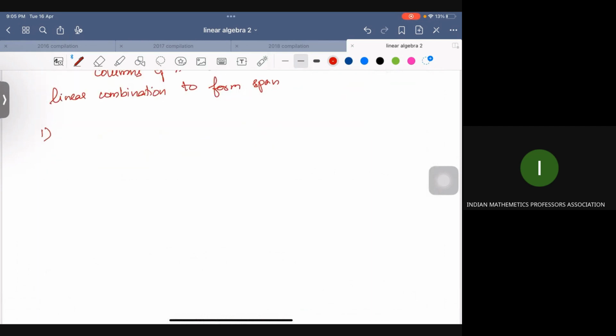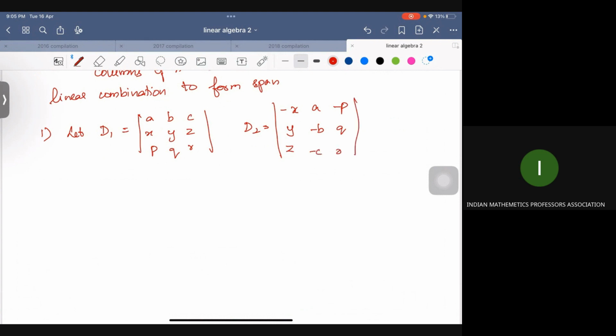Let D1 be the determinant of the matrix with rows A, B, C; X, Y, Z; P, Q, R. D2 is the determinant with rows minus X, A minus B, Y minus B, Q, Z minus C, R. Options: A, D1 equal to D2; B, D1 equal to 2D2; C, D1 equal to minus D2; D, 2D1 is equal to D2.